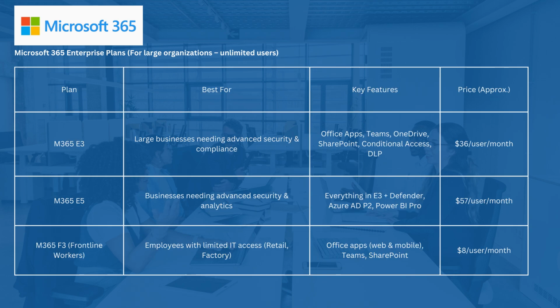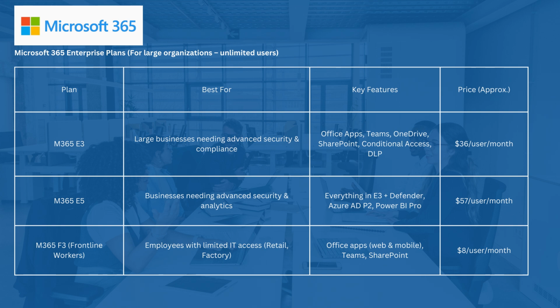Now let us see Microsoft 365 Enterprise Plans. This plan is for large organizations. Unlimited number of users can be managed. First plan is M365 E3 license. It suits best for large businesses needing advanced security and compliance. Key features are Office apps, Teams, OneDrive, SharePoint, conditional access, data loss prevention. It costs approximately $36 per user per month.